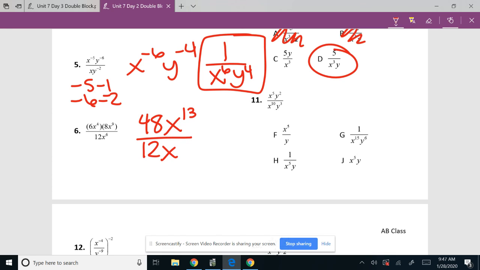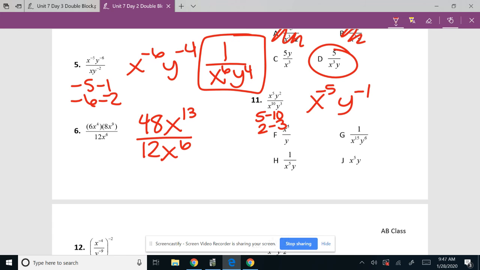Okay. So this one is from Friday. You have to divide the two numbers in the front, 48 and 12, and then subtract the 13 and the 6. All right, number 11, we're subtracting. So x, 5 minus 10, that's negative 5. The y, 2 minus 3, that's negative 1.